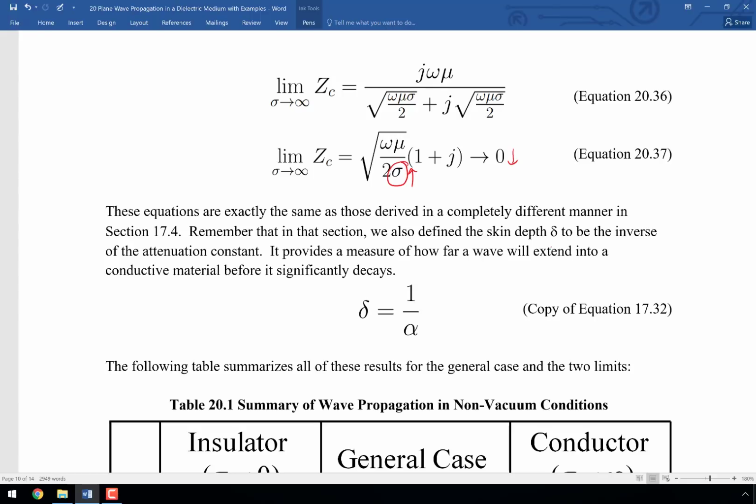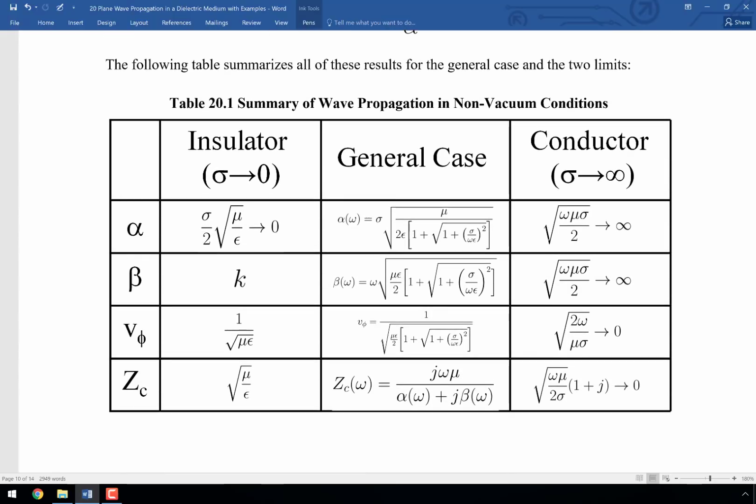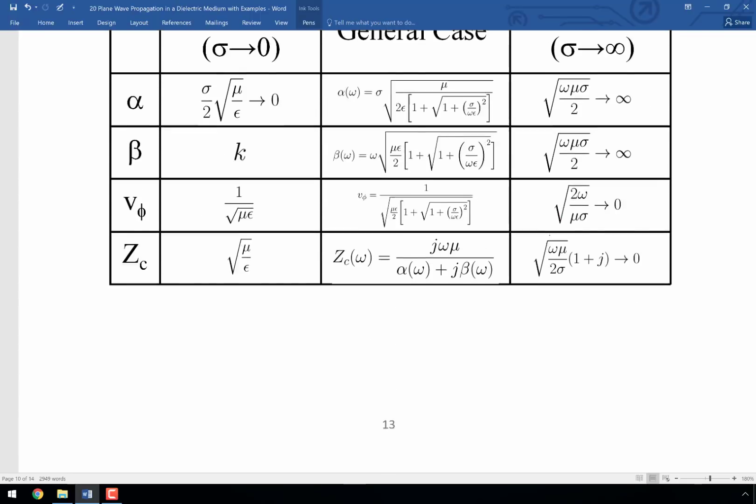Now I know that there were like 12 equations floating around there, but I think that if I put them in this table, it helps to see those equations better. Notice that the middle column here is the general case, and so that's the big nasty equations. In the far left, we have the insulator case as the conductivity goes to 0. The rightmost column is as the conductivity goes to infinity. And so I just wanted to summarize this all in one table here. This is a really important key takeaway from today, and a good place for you to start anytime that you're trying to solve one of these problems.